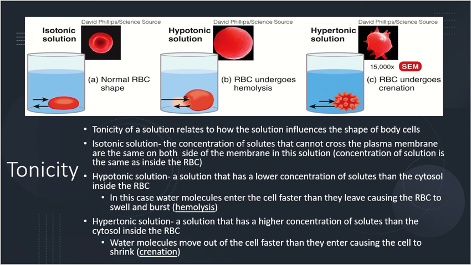When this happens, water molecules are going to move out of the cell faster than they're able to enter the cell, and this is going to cause the cells to shrink and do this crazy, jagged looking spiky thing. This is called crenation. This is also bad. So really, ideally, we'd like a nice isotonic solution when we take any sort of fluids via IV. So that's always a good thing.